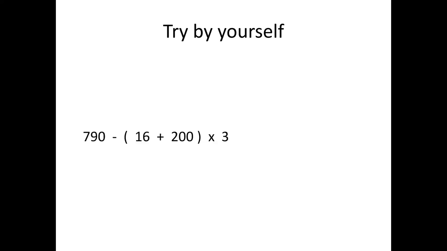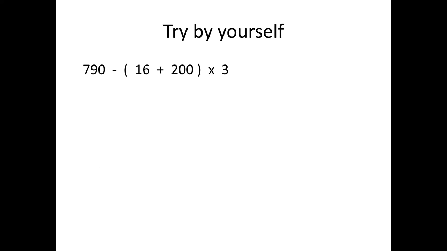Try to answer this by yourself. Pause your video till you get the answer. Okay, what will I do first? The brackets. In BODMAS, B comes first. What do I have in the brackets? 16 and 200. I will add them together. It will give me 216.